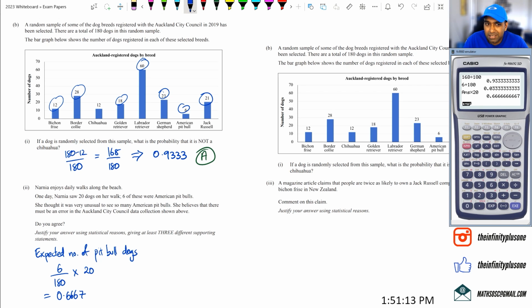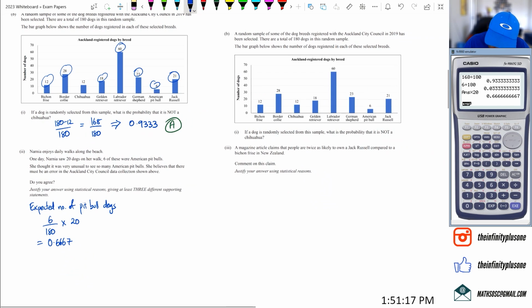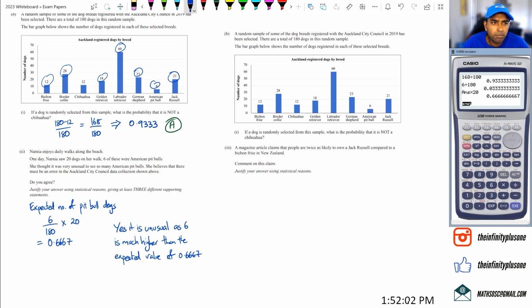That's basically saying that it's less than one dog. So the first thing we're going to say is yes, it is very unusual. Just going to write a statement. We're going to say that yes, it is unusual, as 6 is much higher than the expected value of 0.667. We're expecting to see less than one dog, but seeing 6 is really unusual. So doing this, now do you agree?